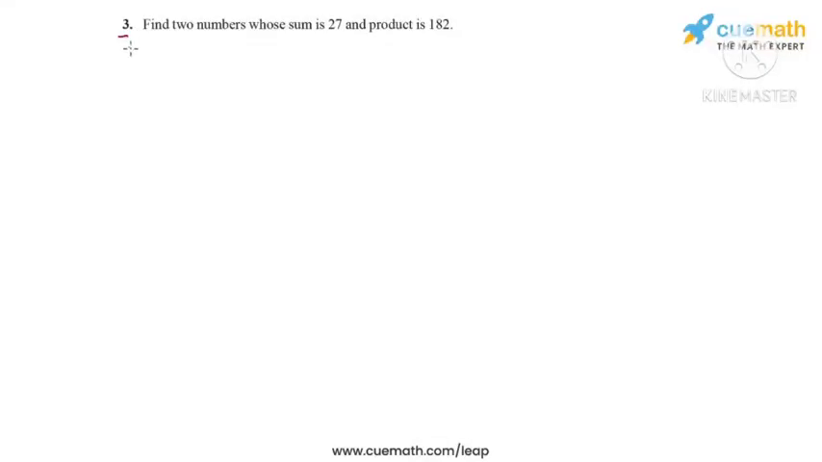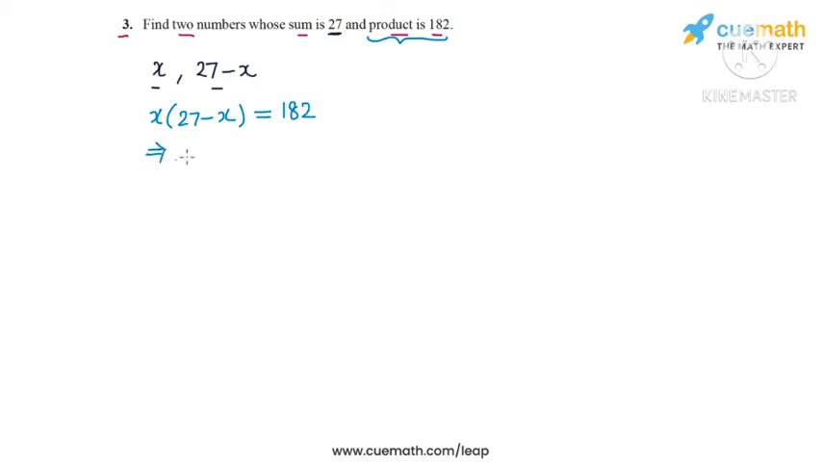In question 3 of this exercise, we have to find two numbers whose sum is 27 and whose product is 182. So let's say that one of the numbers is x. Now because the sum of the numbers is 27, the second number must be 27 minus x. So we can assume the two numbers to be of the form x and 27 minus x. Now we are also told that the product of the numbers is 182, and this means that x times 27 minus x is equal to 182, and this gives us a quadratic equation in x.